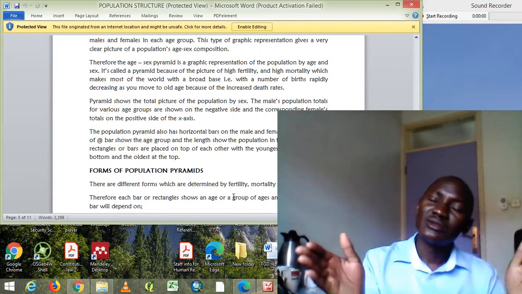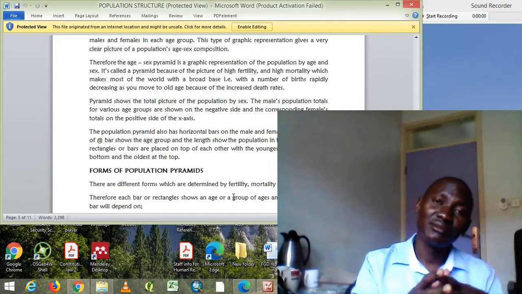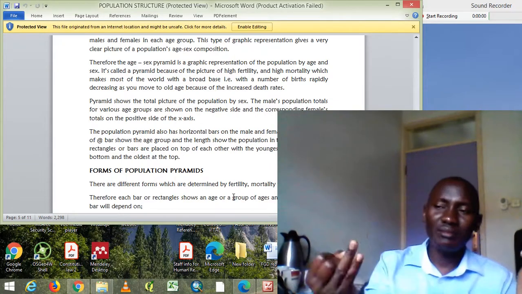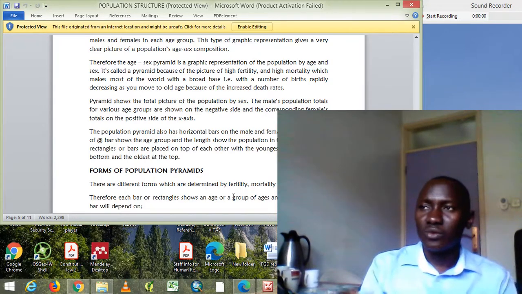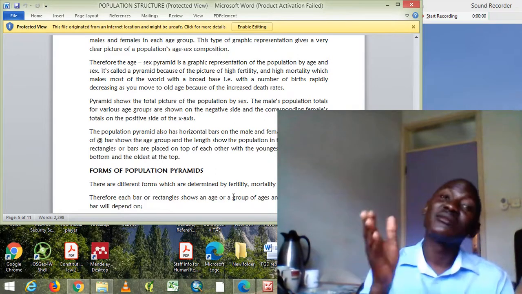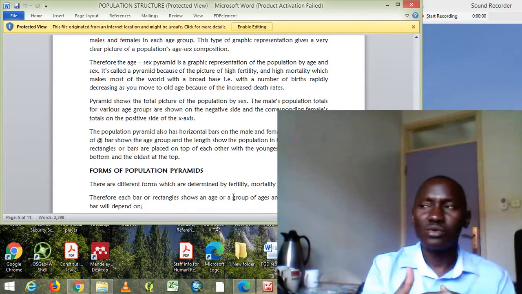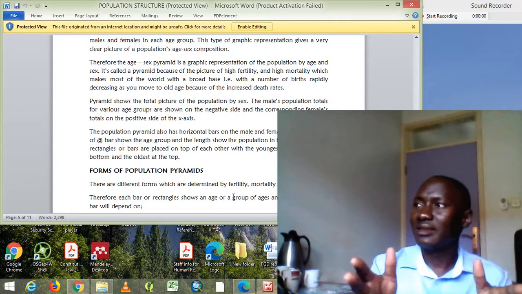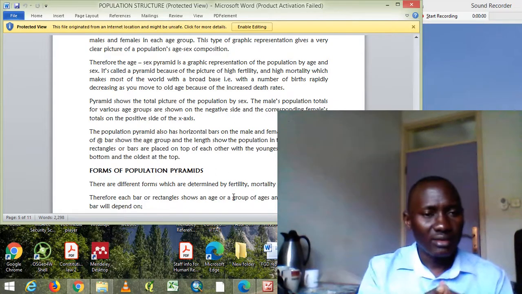And then it also gives us the opportunity to subdivide. On one side you have females, and on the other side you have males. Because here you're talking about population structure, and we said population structure is basically defined by two things: sex structure and age structure. So once we divide, we have males on one side and females on the other side, then you shall be able to see. And like the saying goes, a picture is worth 1,000 words. So when you look at a graph like a population pyramid, you are able to ascertain the differences between different age groups in a given population.